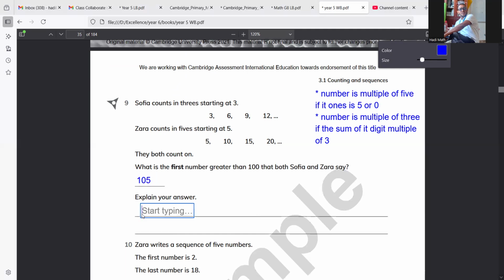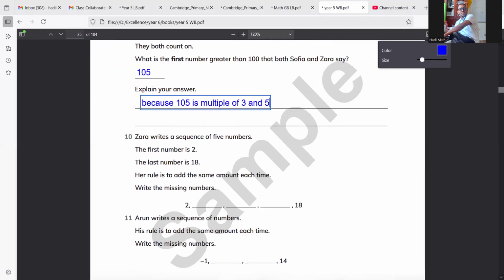Explain your answer. You say because 105 is a multiple of 3 and 5. This is the reason. Okay, 105 is a multiple of 3 and 5. Let's go to question number 10.